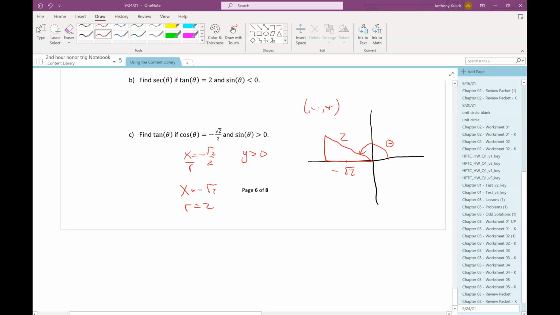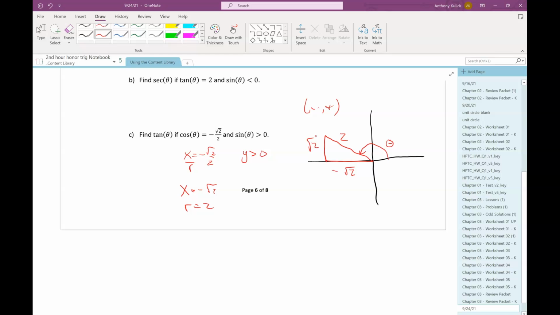And so I can use the Pythagorean theorem now to find y. When I do that, it's going to be root 2. Right? 2 squared equals square root 2 squared plus y squared. Square root 2 squared is 2, 2 squared is 4. Subtract the 2 over. Square root both sides. Are you okay? I don't have to write it down?